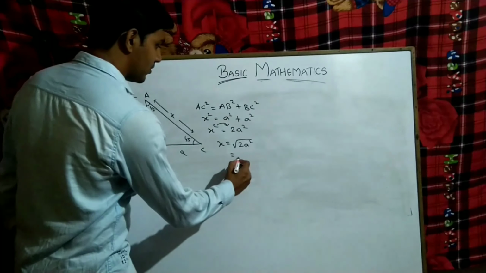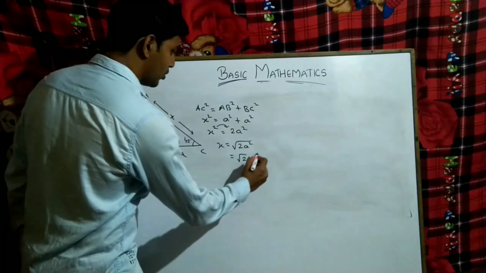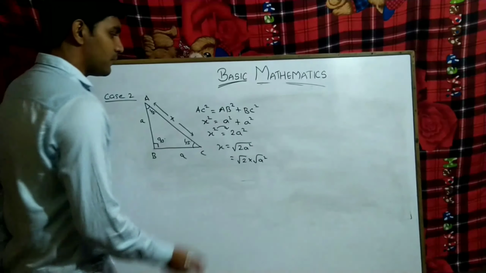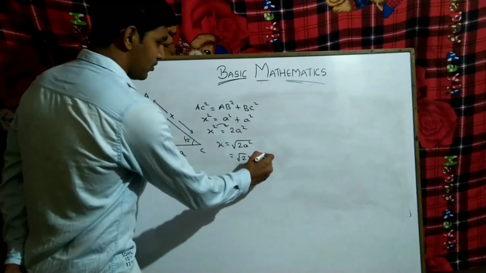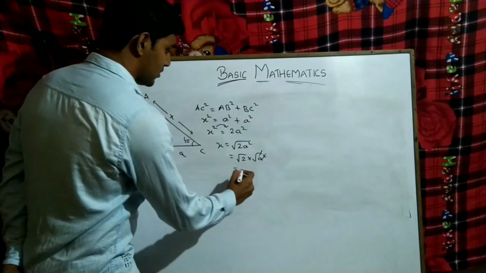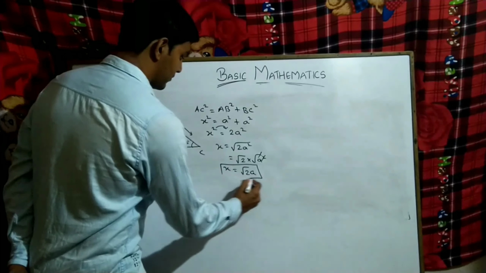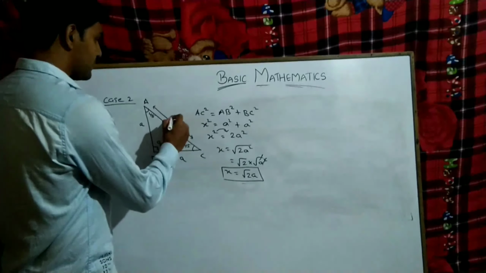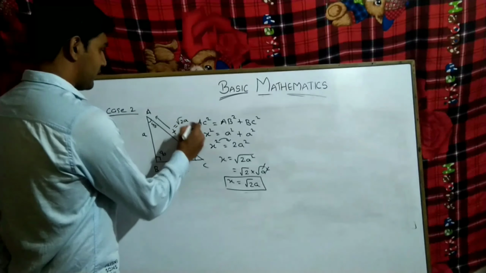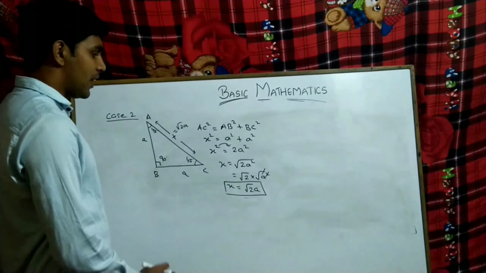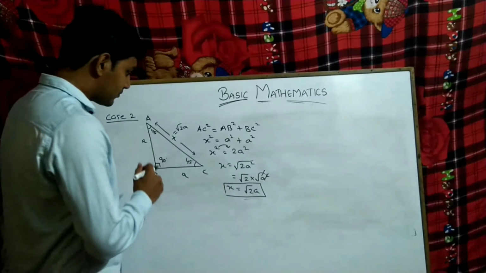So can I write root 2 into root A square? Just I am liberating this one. Now square root will cancel. So root 2A. This is the x value. So 90 opposite becomes root 2A. Okay. Now one more thing.